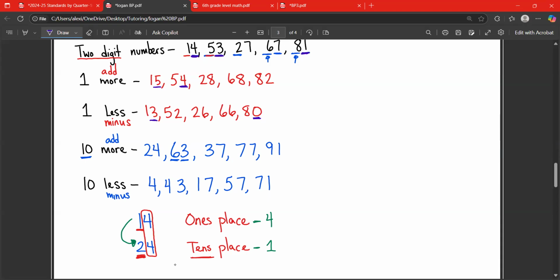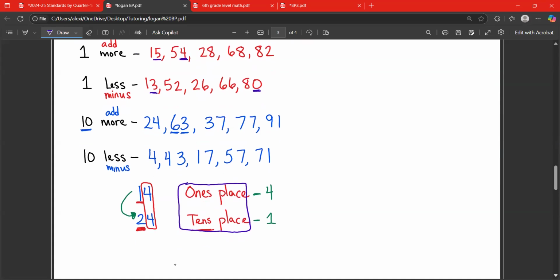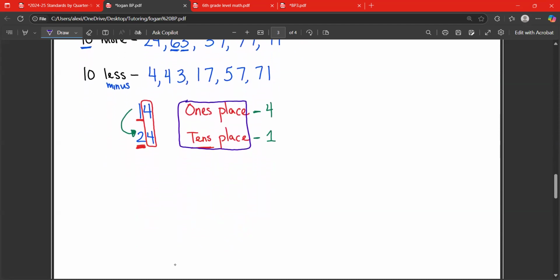It is 1 more, 1 less, 10 more, 10 less, because all numbers will have a ones place and a tens place. All right, let me write this another way, and we'll finish it here. So all 2-digit numbers will have a spot for the tens and a spot for the ones. And your examples are above. So below it, just to make sure we understand, I'll write another number. 39. The 3 is in the tens place, and the 9 is in the ones place.